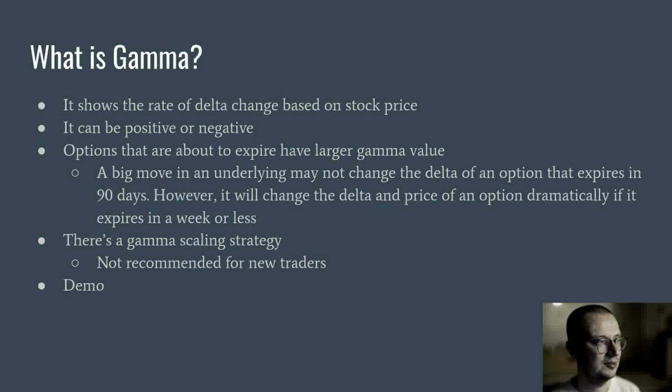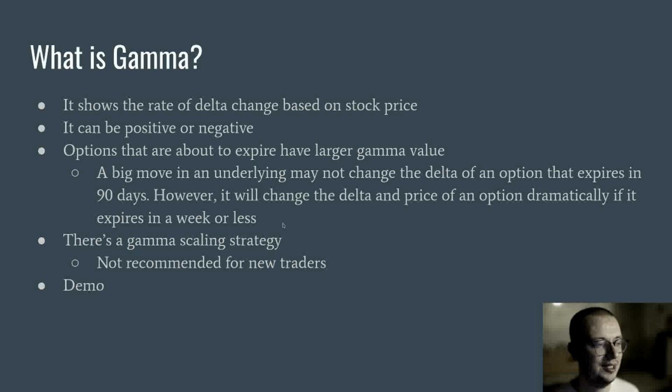What is gamma? I personally don't really use gamma that much. It shows the rate of delta changes based on the stock price. It can be positive or negative, and usually options that are about to expire have a really big value. A big move in an underlying may not change the delta of an option that expires in 90 days. However, it will change the delta and price of an option dramatically if it expires in a week or less.